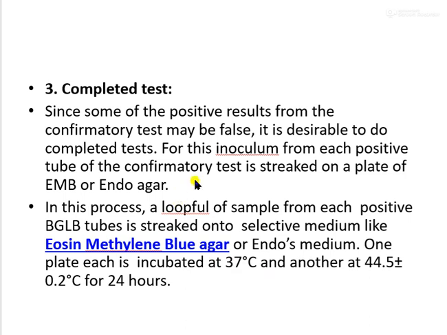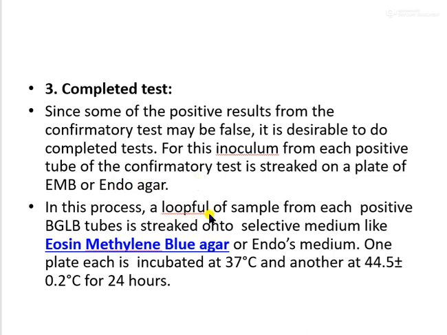Then ultimately, we also have the completed test. Since most of the positive results from the confirmatory test may be false, it is always desirable to do a completed test. And for this, what you do is, from the positive inoculum, you take a loopful of bacteria and streak it on a plate containing EMB, or the endo agar.